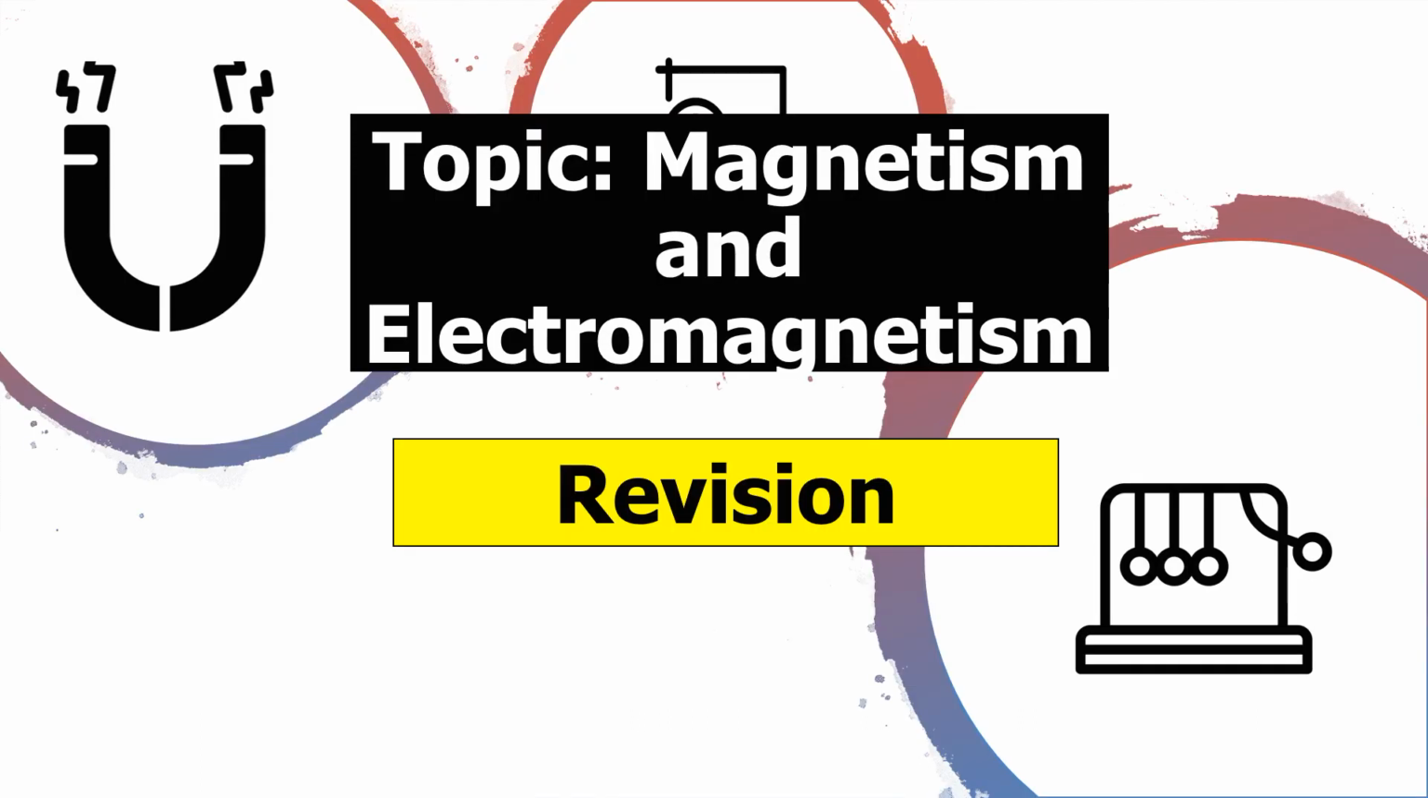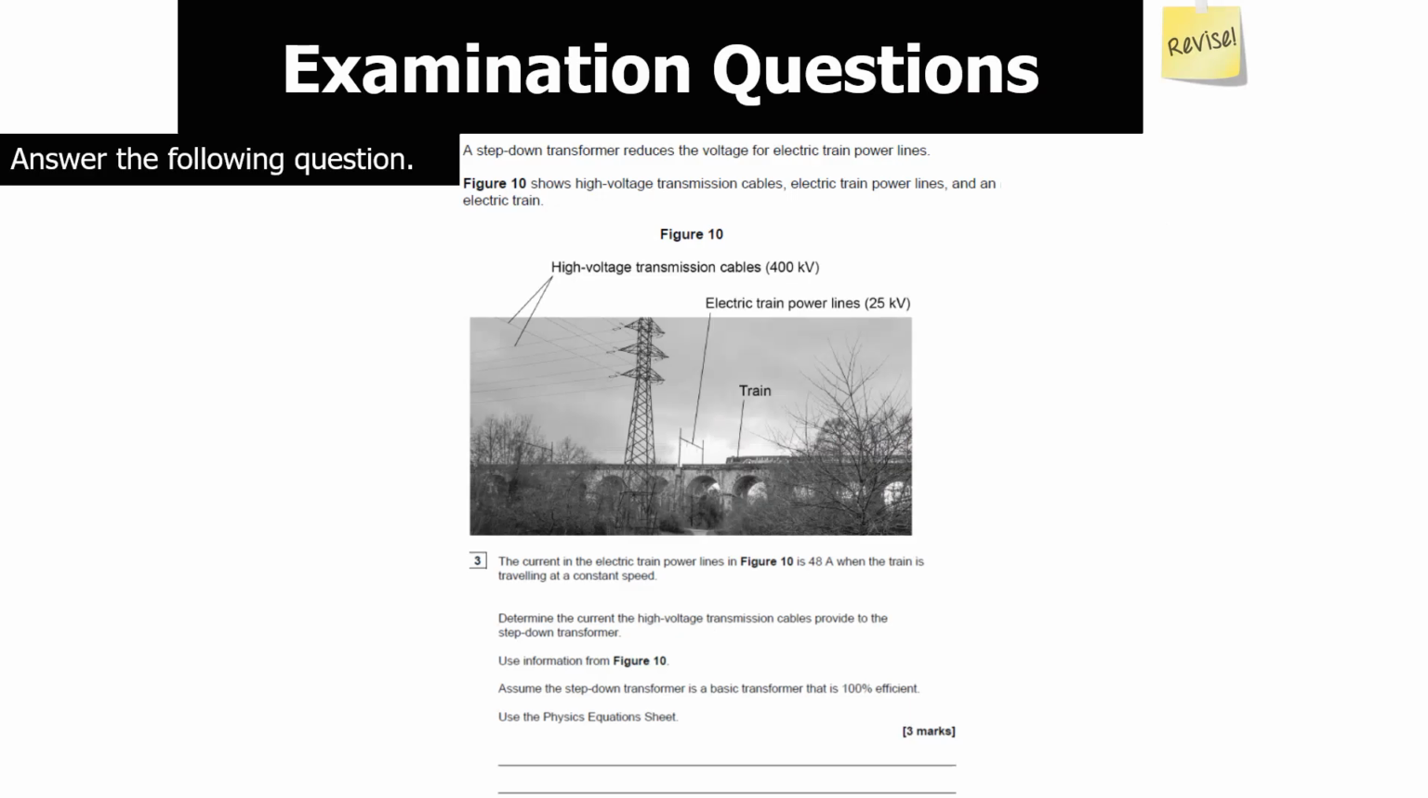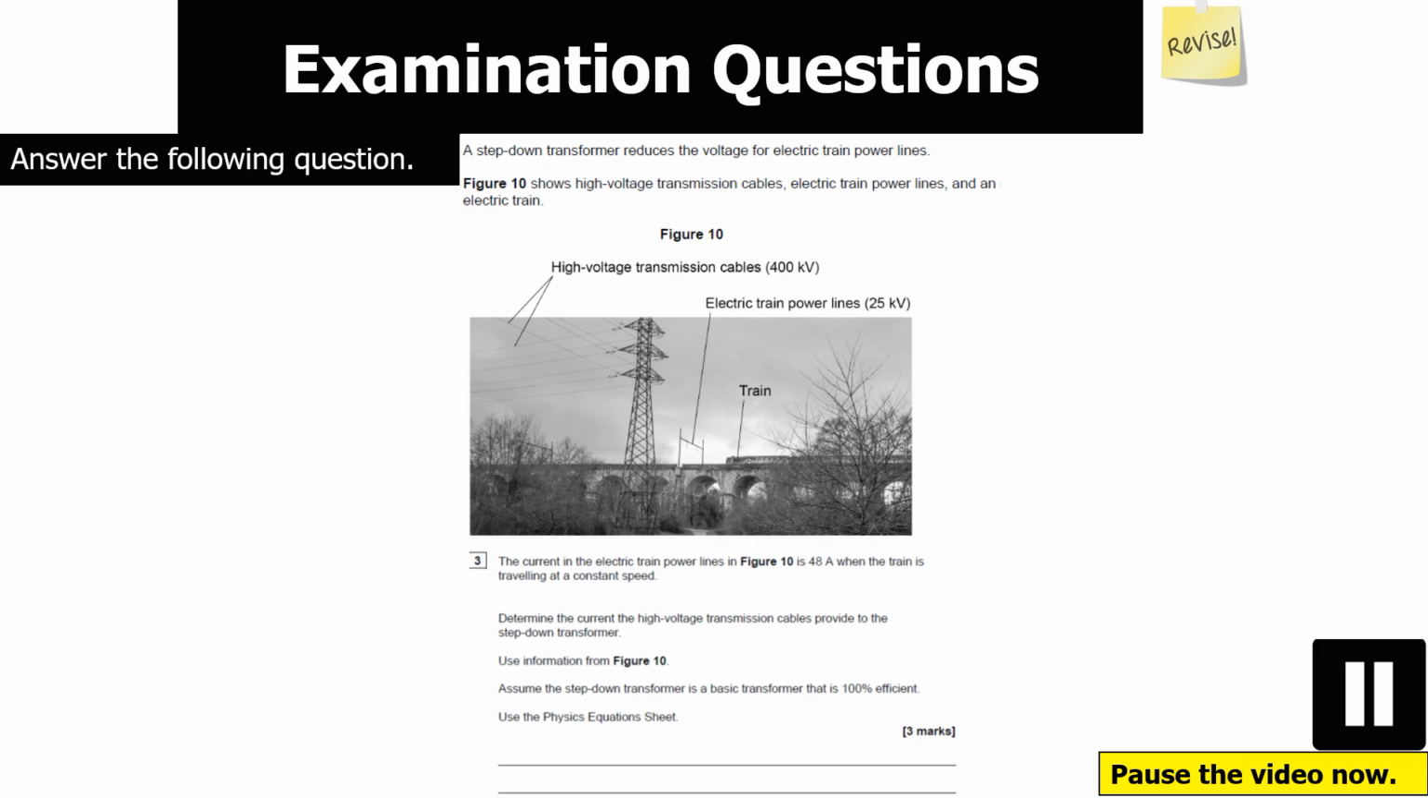Let's have a look at some questions to do with magnetism and electromagnetism. So the first question says, a step-down transformer reduces the voltage for an electrical train power line. Figure 10 shows the high voltage transmission cables, electrical power lines, and an electrical train. So the current in the electrical train power lines in figure 10 is 48 amps when the train is traveling at a constant speed. Determine the current the high voltage transmission cable provides the step-down transformer. Use information from figure 10 and assume the step-down transformer is a basic transformer that's 100% efficient. So pause the video now, then unpause the video when you want to go through your answer.